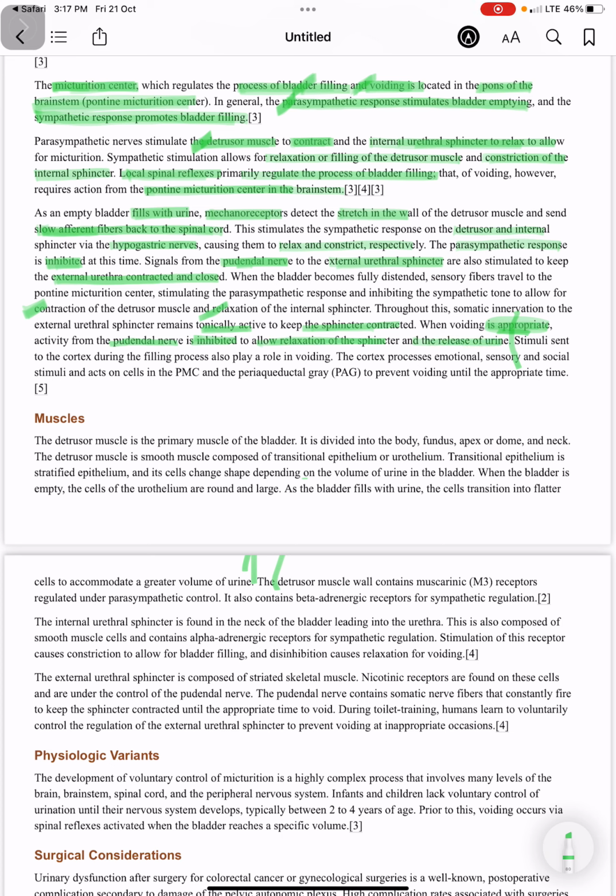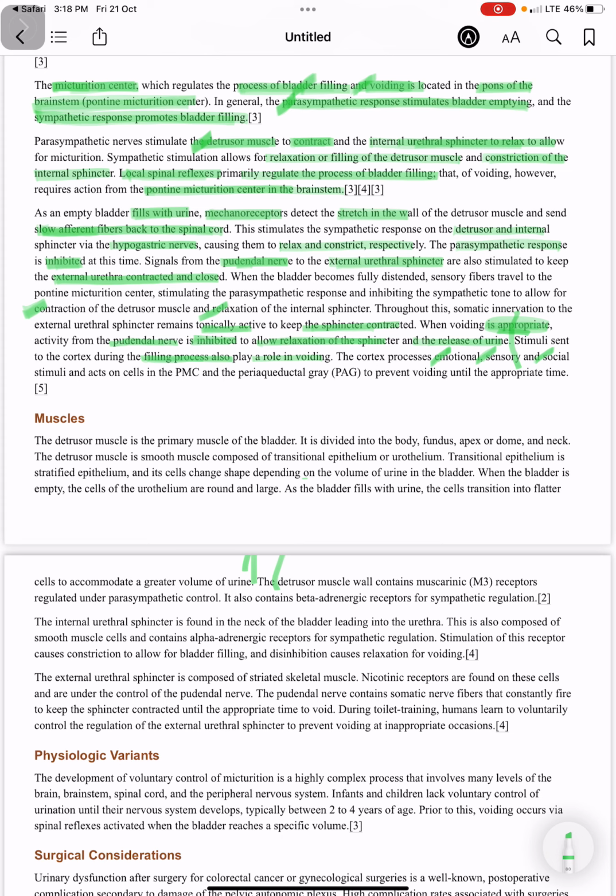So stimuli sent to the cortex during the filling process also play a role in voiding. So the cortex processes emotional, sensory and social stimuli and acts on the cells in the PMC and periaqueductal gray to prevent voiding until the appropriate time.